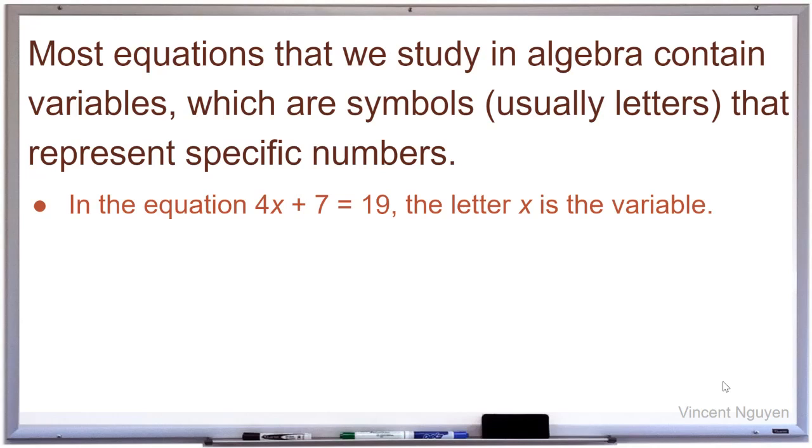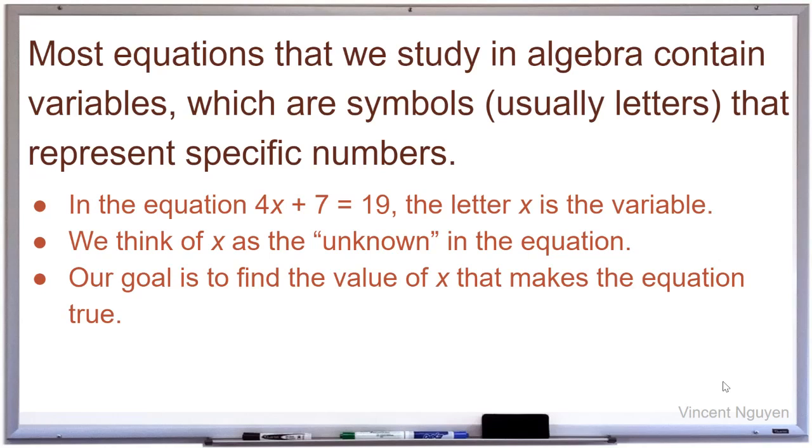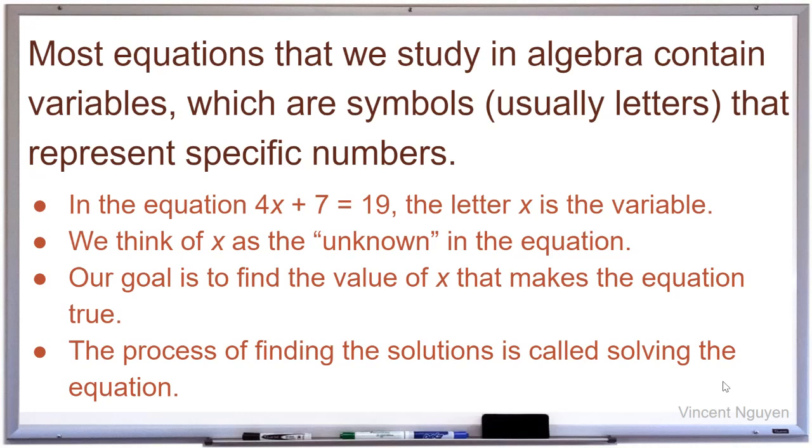So for example, in this equation, 4x plus 7 equals 19, the x is the variable. We're going to talk about the structure of these equations later. The x represents what we don't know, the unknown. It's the value that is going to make the left side of the equation equal 19. We're going to use inverse operations to go back and find what x is. That's our goal: to find the value that makes this equation true. The process of finding this is called solving the equation.